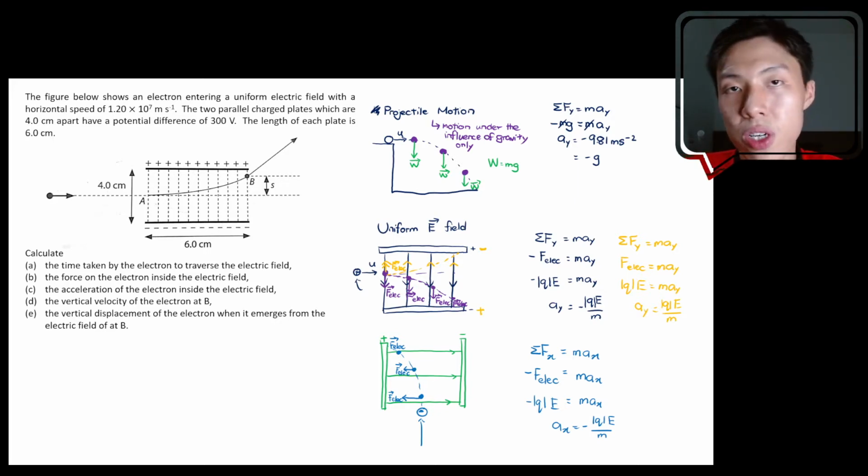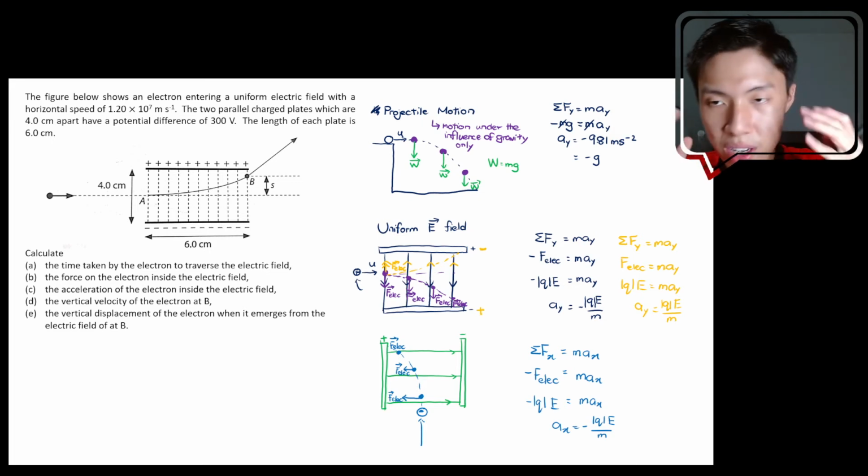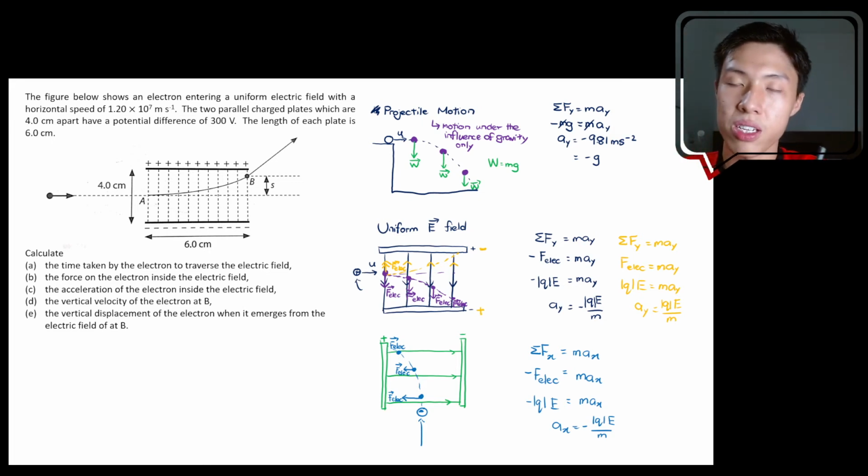For force, it's always Q times E. That one is quite fixed, but for the acceleration, you have to react to the situation. F is usually the magnitude. That's why we usually come up with a positive answer. Okay, so let's try and get into this question over here and try to see how this whole thing works.